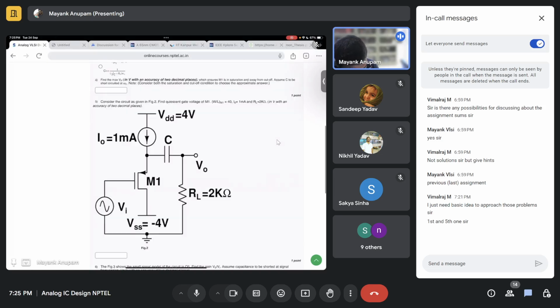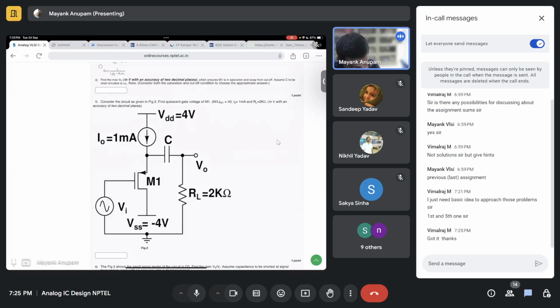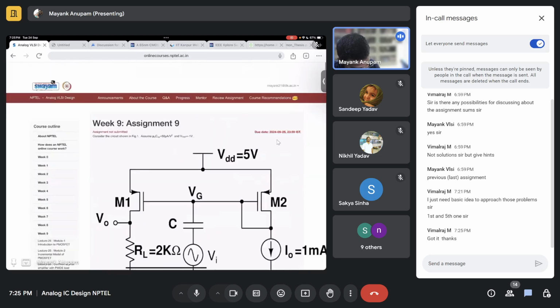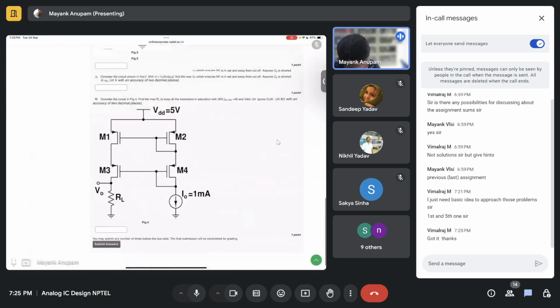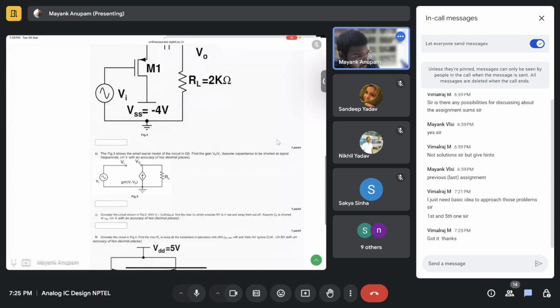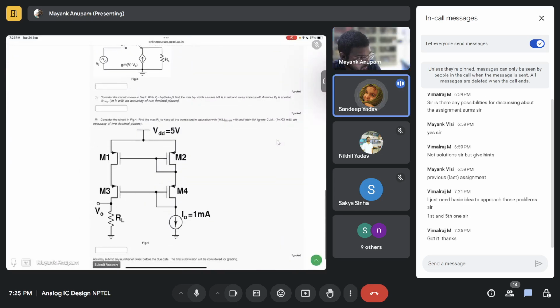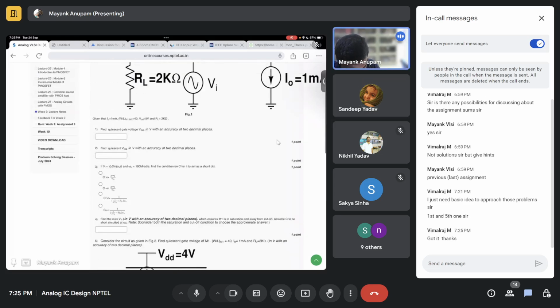I think everything is fine. You'll be able to do it. I mean, is there any other doubt in these questions? Something which is conceptual wise. Is there any doubt somewhere? Question number 3.